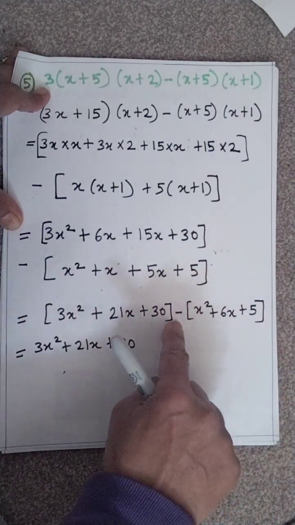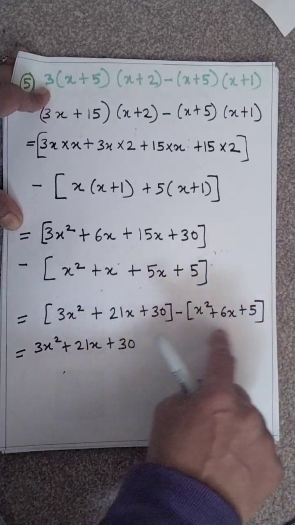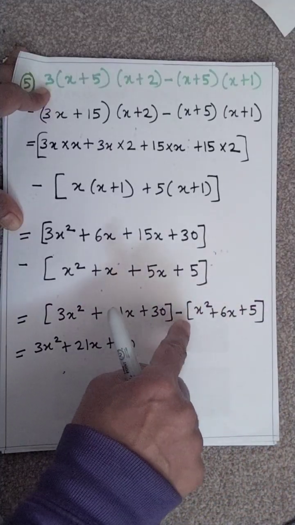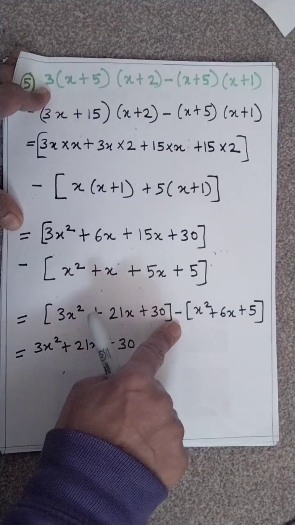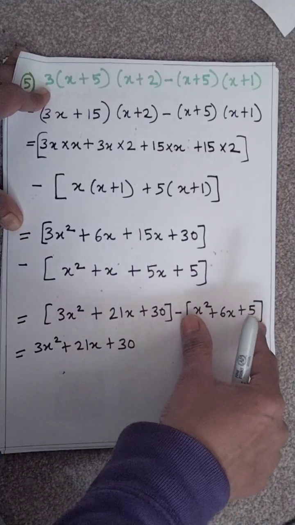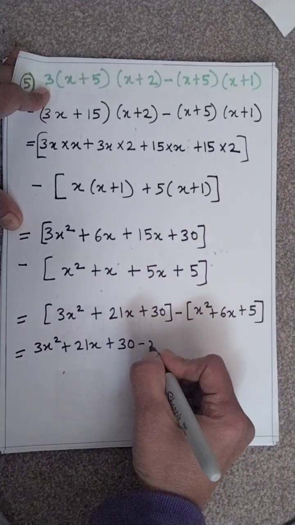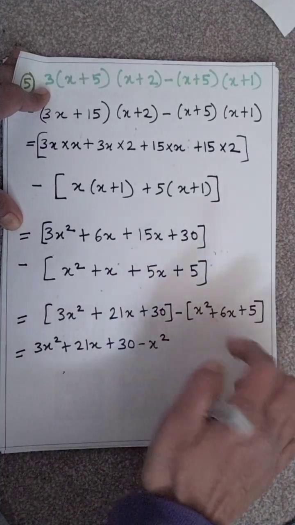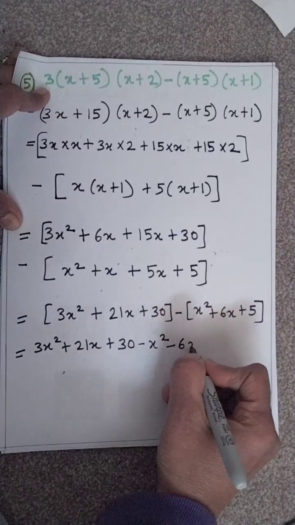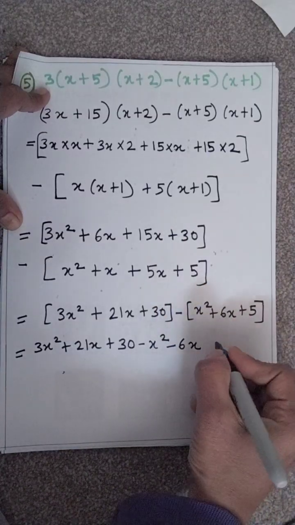Okay, now we open the bracket. So when we open the bracket, all the signs are going to change whenever there is a minus sign outside the bracket. Okay, so all signs inside will change. So it becomes minus x square, becomes minus 6x and becomes minus 5.